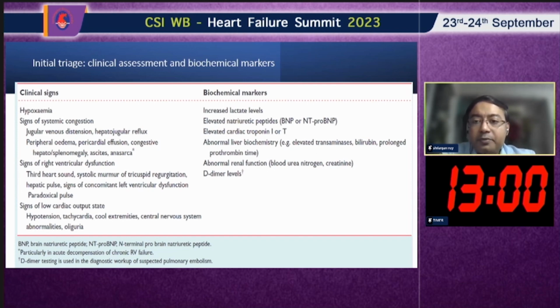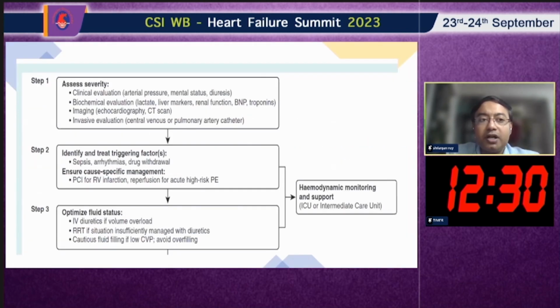Some important biochemical markers that need to be checked in this patient include increased lactate levels, elevated natriuretic peptides like BNP and NT-proBNP, elevated cardiac troponin I or T, which imparts a poor prognostic outcome, abnormal liver biochemistry in the form of elevated transaminases and bilirubin, altered PT/INR, altered renal function, and also the D-dimer level. So these are the basic clinical assessments of signs and symptoms and some basic lab investigations that this patient needs to undergo.